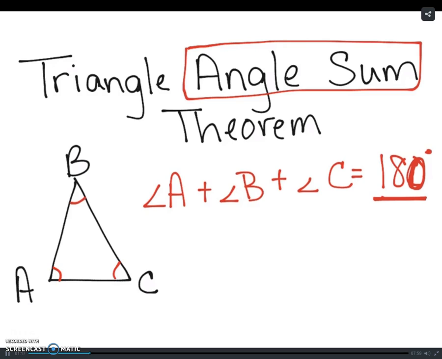And so you just need to know that this is the name of the theorem, because if we have to do a proof, and you have to be able to do this in the proof, then you have to have a reason, and your reason would be the triangle angle sum theorem.